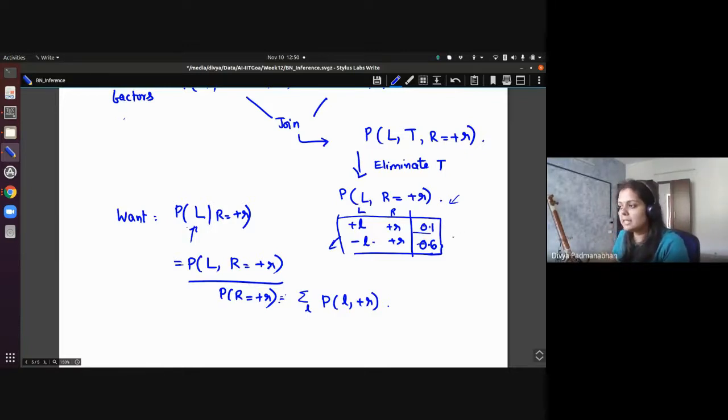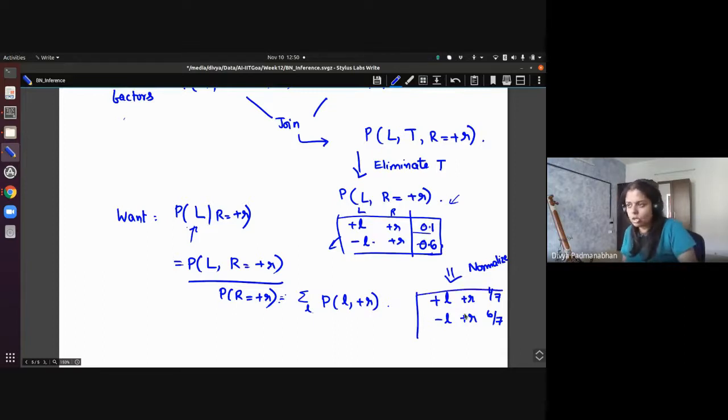So what normalize does on this table is you take 0.1 and 0.6, the sum is 0.7. The new table is going to give you plus L, plus R as 1 by 7 and minus L, plus R as 6 by 7. So this is what normalize is. Of course there is an inbuilt eliminate happening here, but you don't explicitly do it. You just divide each by the sum. That's what normalize does.